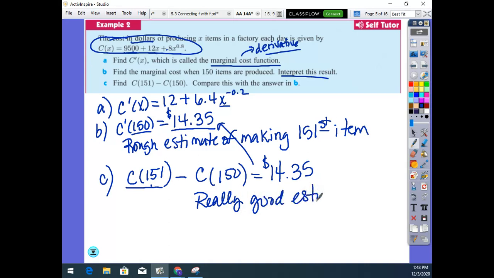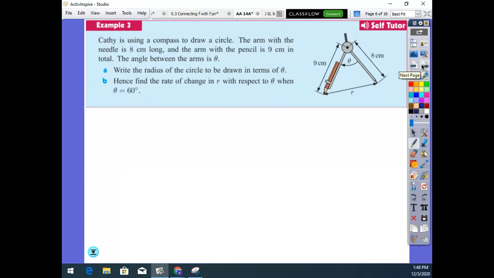Okay, so sometimes we use calculus to help show this. I guess the big thing is when you see the word marginal cost, take the derivative, and it's the rough estimate of making one more. All right, this is probably what I see more in calculus, is we end up starting with an equation and we take the derivative.